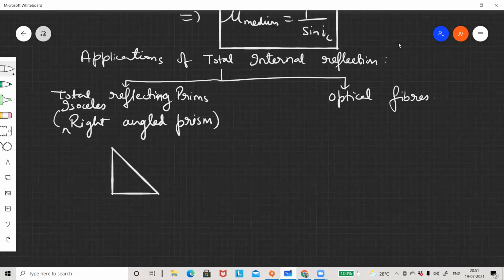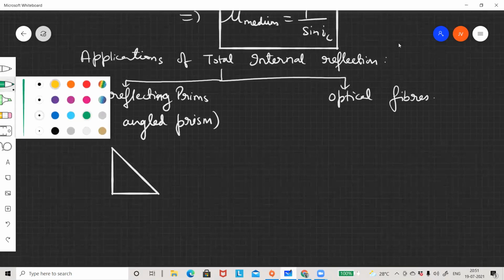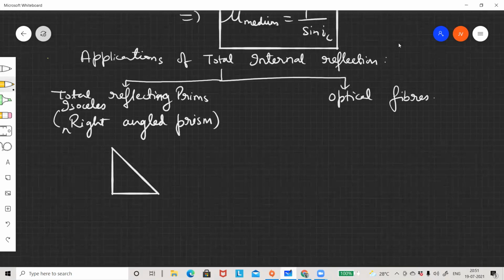right angled prism means what? This is the base. It will have 2 congruent bases and 3 lateral surfaces. 2 lateral surfaces will be at right angles to each other. It will be like that. So here, how it helps in total internal reflection. When a ray of light is incident on this isosceles right angled prism.